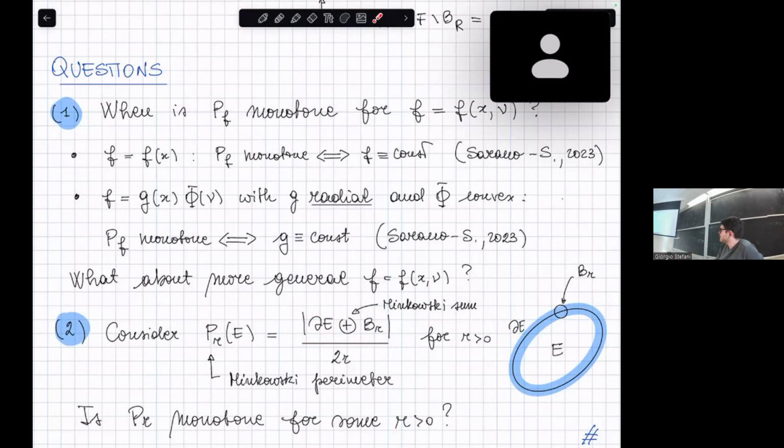Question: is this perimeter monotone with respect to nested convex bodies? For some R, depending maybe on the convex bodies, I don't know. Second question. So with that, I thank you for your attention, also for the kind invitation again, and thank you.